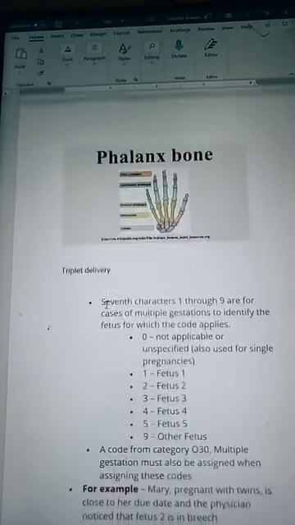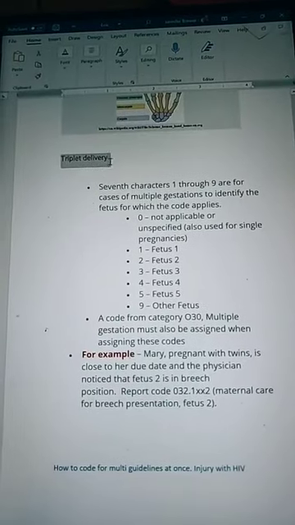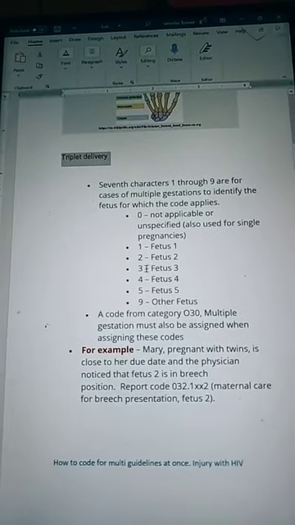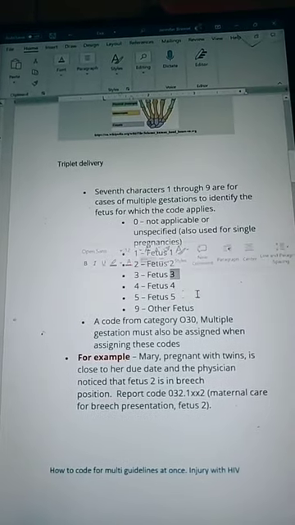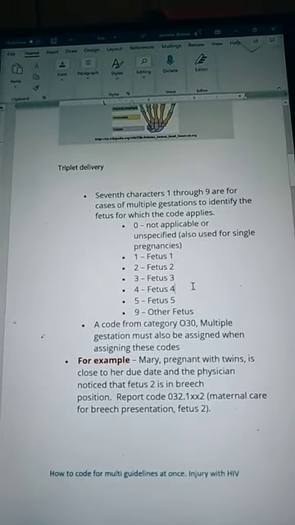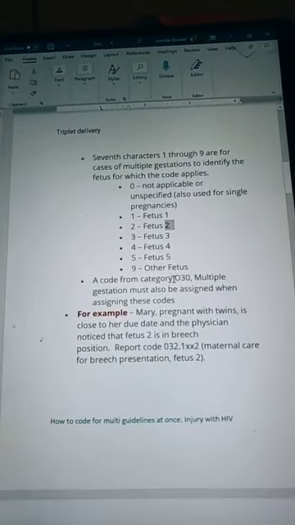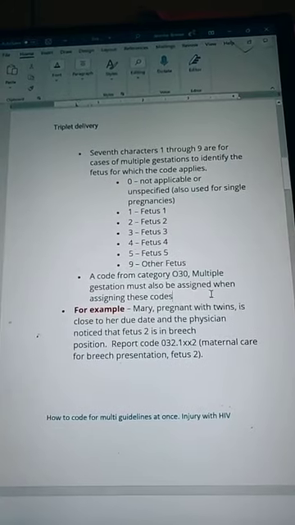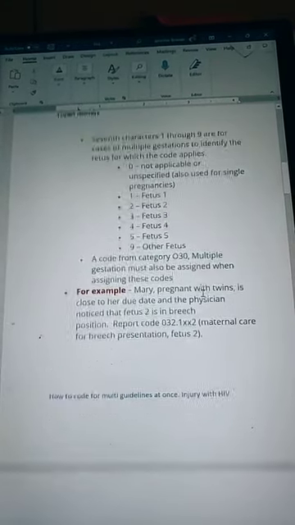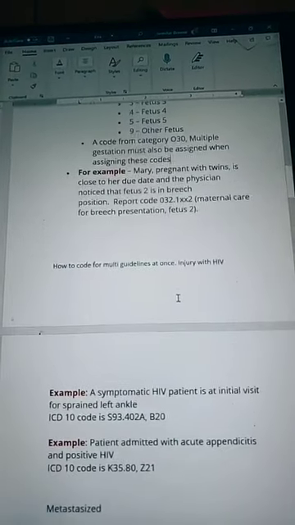There's the phalanx. They had a scenario where they needed a code for a triple delivery. You need to make sure that you realize you need to have your 7th character as 3 because you've got triplets. If it was twins, it'd be 2. There's an added code that you'll use for multiple gestation in addition, and I put some examples down for that.